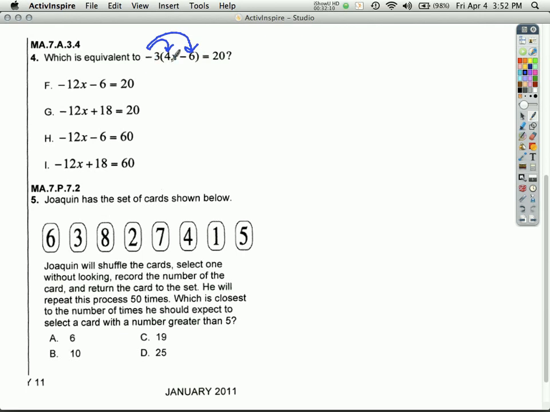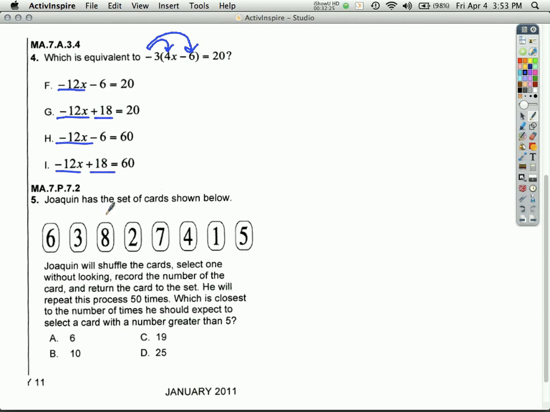Now, -3 times 4, it doesn't really matter because all of the answers have the same first number. So really, you had to pay attention to the second number. -3 times -6 is positive 18. Now, there's another positive 18 over here.